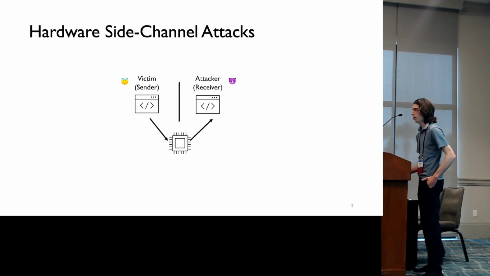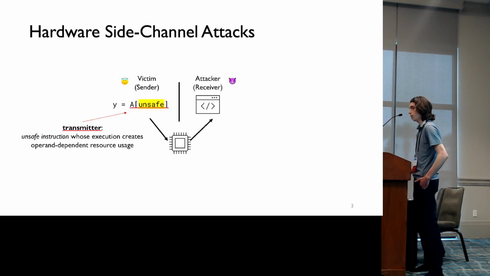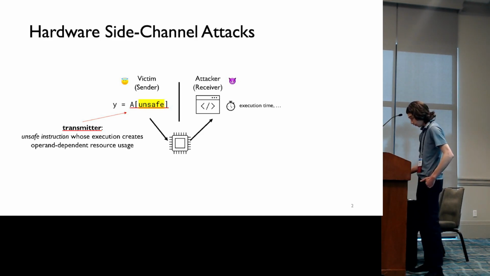So Spectre attacks are a type of hardware side channel attack. In these attacks, a victim program running on vulnerable hardware leaks secrets that it processes to an attacker. Specifically, the victim executes what are called unsafe instructions, which are called transmitters, whose execution creates operand-dependent hardware resource usage. An attacker then infers the values of the transmitter's sensitive operand by measuring hardware resource usage through execution time or other means.